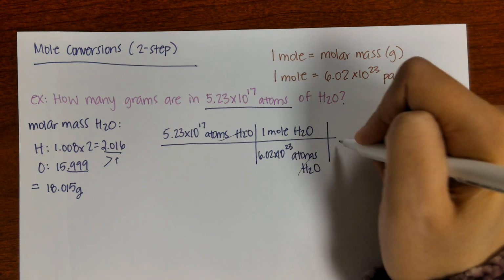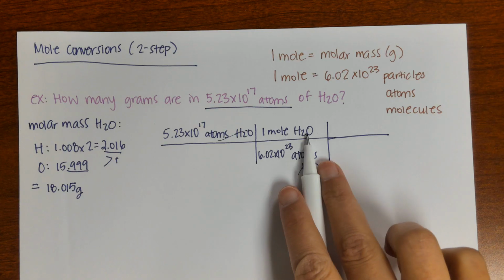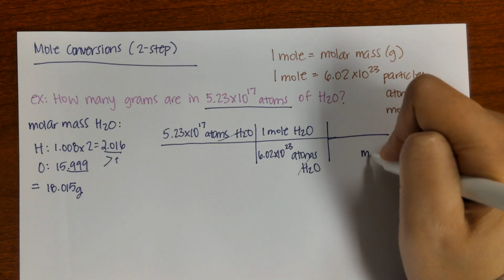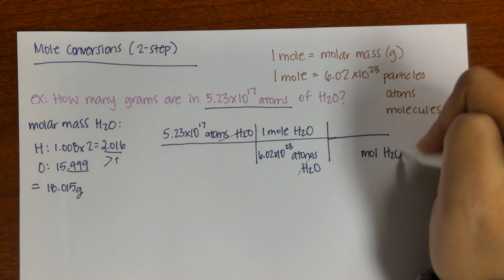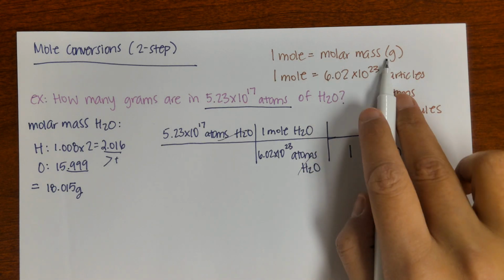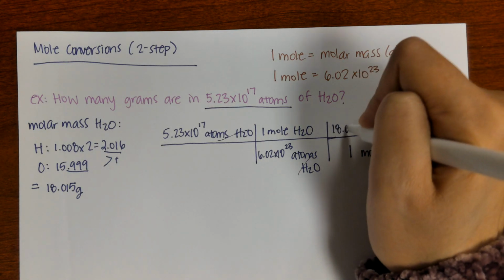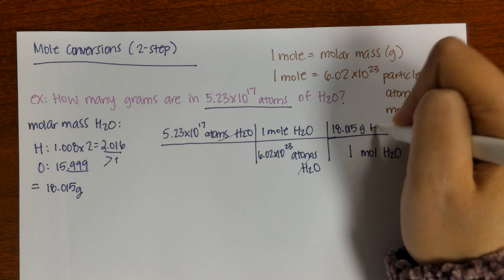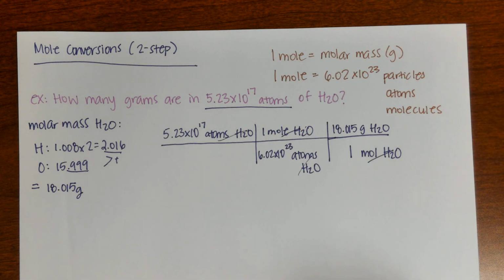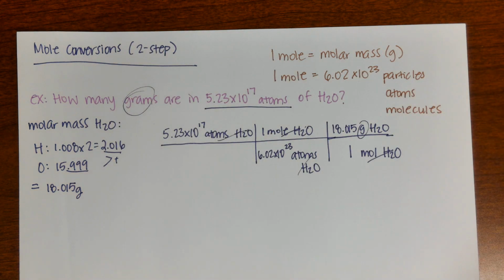And now we need to get to our second step here to make it 2-step. I have mole of H2O. We put that down here, and it's 1 mole, and that equals our molar mass, which we just found right here, 18.015 grams of H2O. And that is exactly what we want. Now we solve.